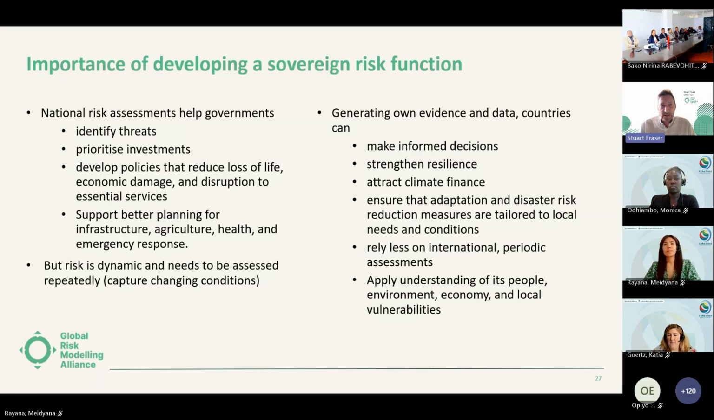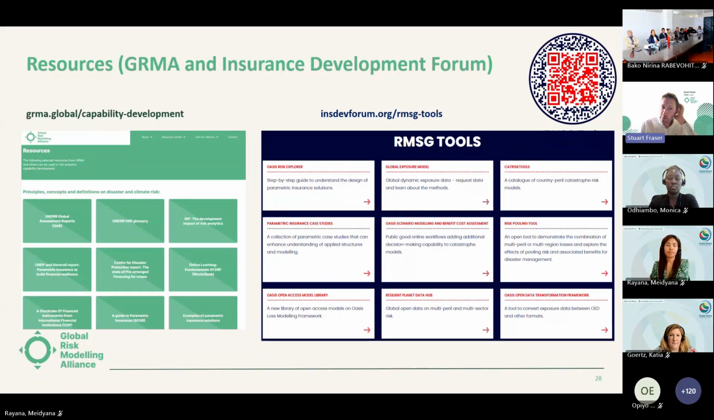So I'll leave you with the next slide. There are several resources available on the Insurance Development Forum RMSG tools page. These are more analytics workflows. They're all open and free online tools that give you a catalogue of risk models or parametric solution catalogue and case studies on parametric solutions for different sectors or types of coverage. We have step-by-step guides to parametric insurance, for example, and using data to design parametric. And on the grma.global capability development webpage, we have a bigger library of principles, reports that provide glossaries or context and concepts and principles around risk analytics and also disaster risk financing. So hopefully those resources can help as you go through these webinars to expand some background information on analytics in particular.